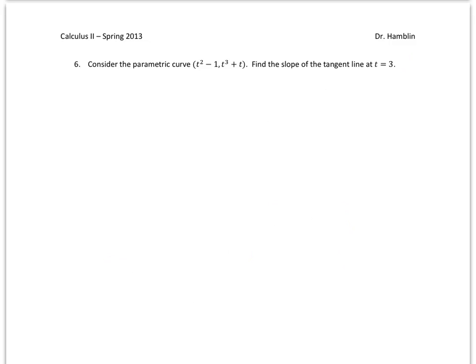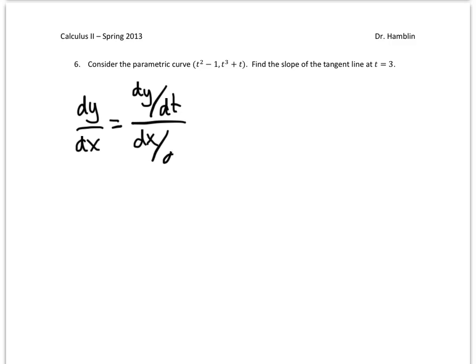For this problem, we've got a parametric curve, and we want to find the slope of the tangent line. And again, remembering from class, we know that dy dx is going to equal dy dt, the derivative of the y function, divided by dx dt, the derivative of the x function. So in this case, that's 3t squared plus 1, divided by 2t.